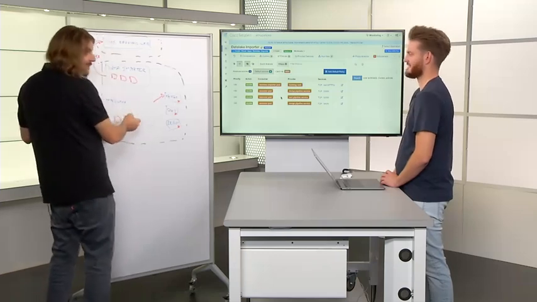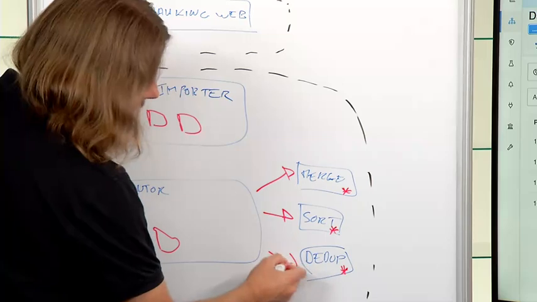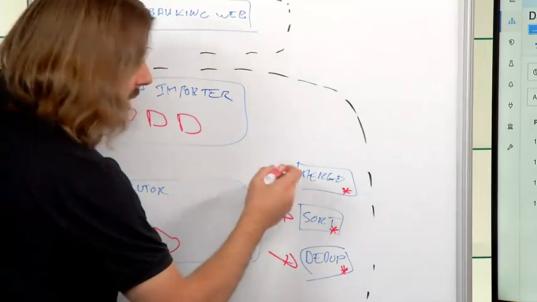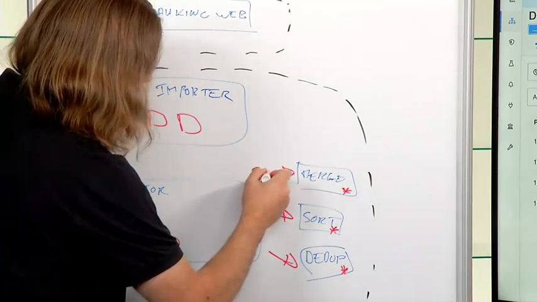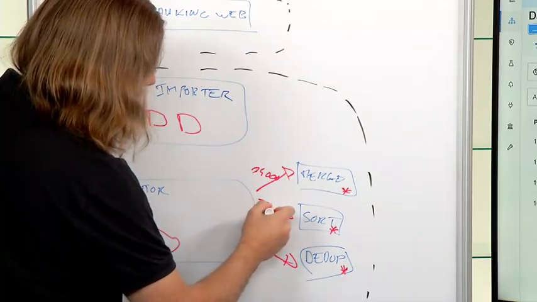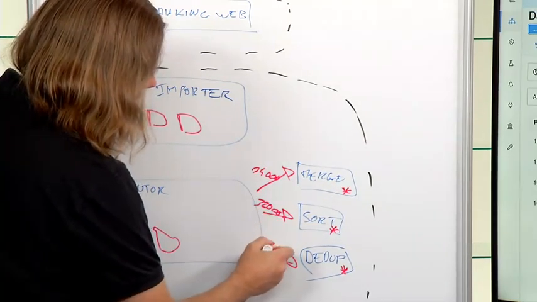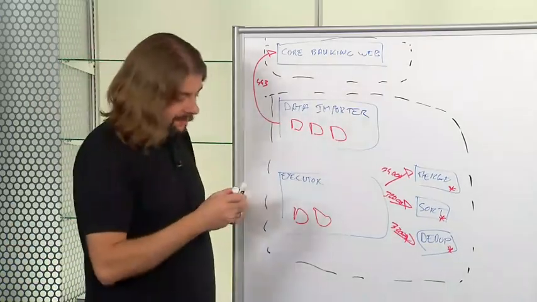Very perfect square. That looks like you must enjoy it. So here and here. Yep. And those ones were merged. Merge is 34,000. Sort is 32,000. And dedupe is 33,000. So we have this topology there.